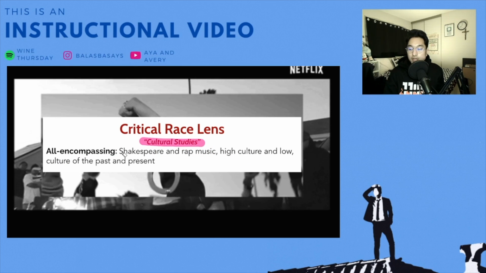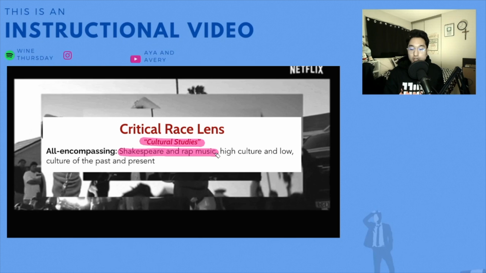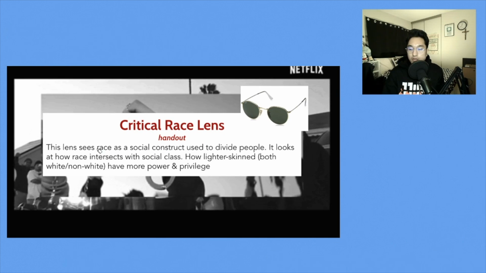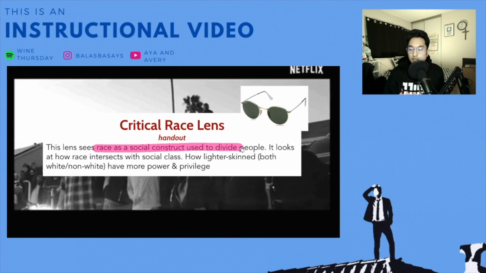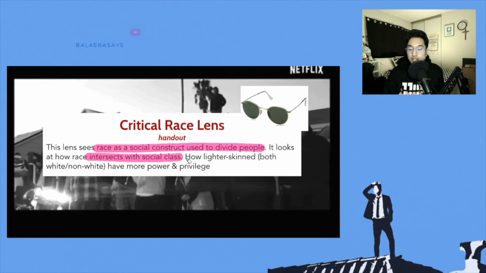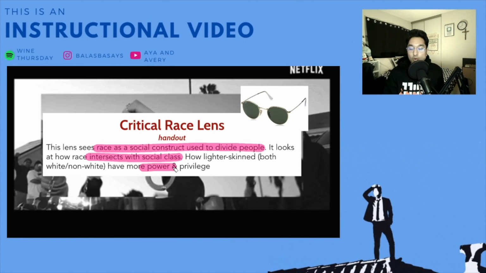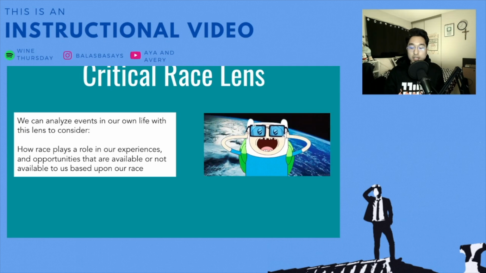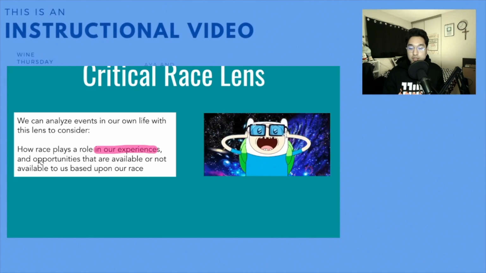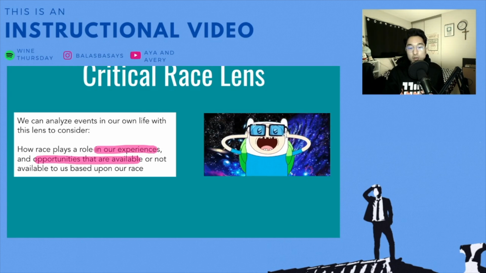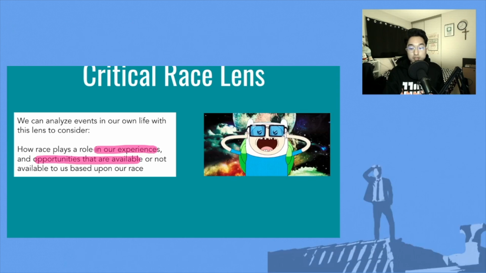Cultural studies is all-encompassing. It covers everything from Shakespeare to rap music, high culture and low culture of the past and present. So again, this lens sees race as a social construct used to divide people. It looks at how race intersects with social class, how lighter-skinned people, both white and non-white, have more power and privilege in general. So with the critical race lens, we can analyze events in our own life by asking things like, how does race play a role in our experiences and opportunities that are available or not available to us based upon our race?